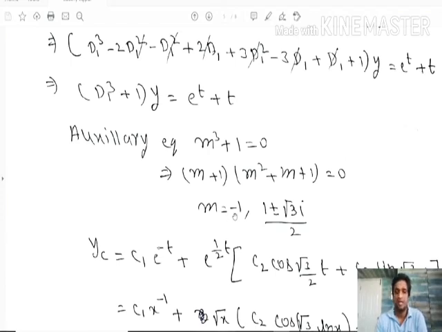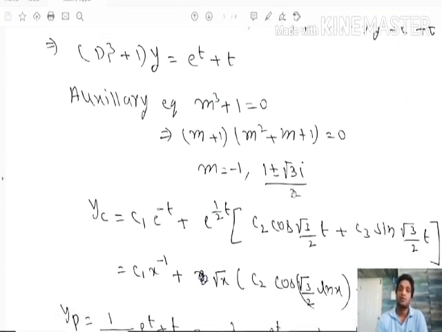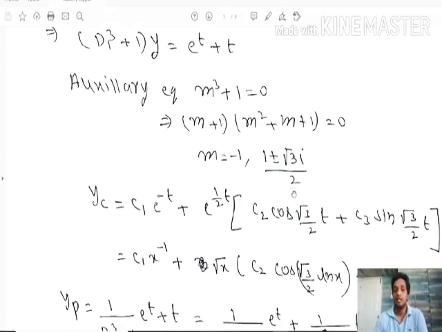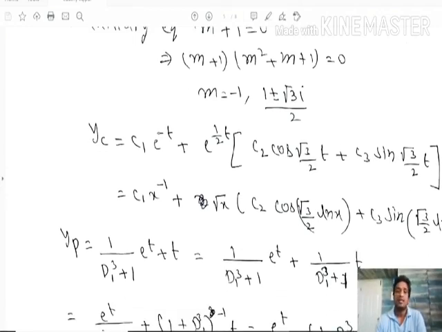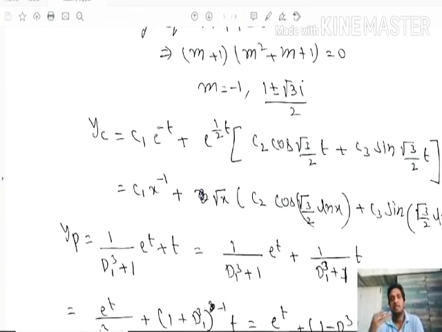That is, m is equal to minus 1 and m is equal to 1 plus or minus root 3 i by 2. Here we got complex roots, so we have to write the complementary function for complex roots also. So yc is equal to c1 e power of minus t, plus, here the real part is 1 by 2 and the imaginary part is root 3 by 2, so e power 1 by 2 t into c2 cos of root 3 by 2 t plus c3 sine of root 3 by 2 t. Now the important thing is, again we have to change the t variable to x.